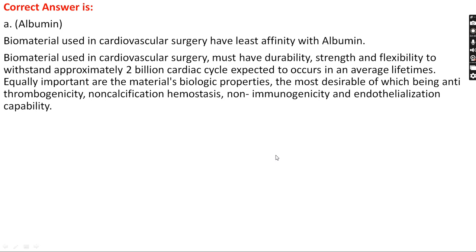Okay, biomaterial which is used in cardiovascular surgery is found to have least affinity with albumin. The biomaterial used in cardiovascular surgery should be long term durable, should have strength, and should have flexibility to withstand about 2 million cardiac cycles expected to occur in an average lifetime. Equally important, this biomaterial should have biologic properties like anti-thrombogenicity, non-calcification, hemostasis, non-immunogenicity, and endothelialization capability.